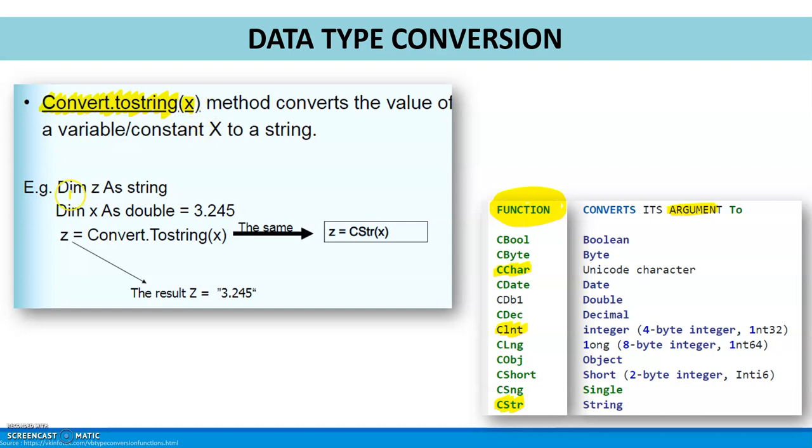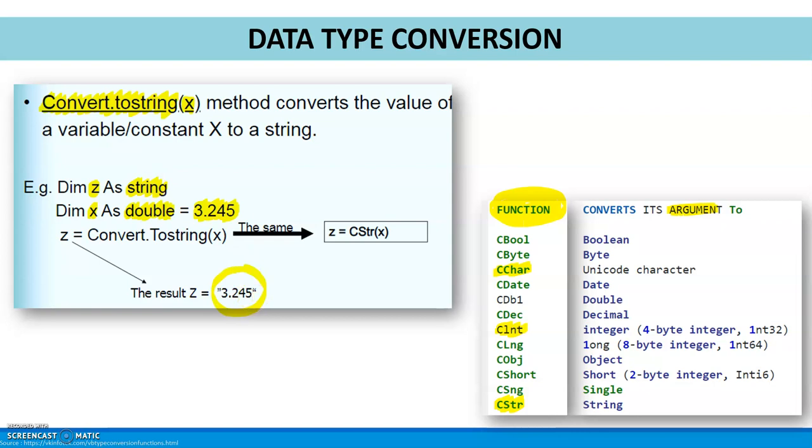Now, let's take one example. Here we have taken Z as a string variable, and X as a double variable. We are initializing this X variable with the value 3.245. What I want to do is convert this 3.245 into a string. This is my target, and this I want as an output.